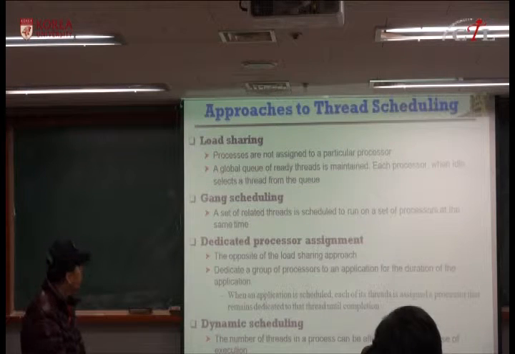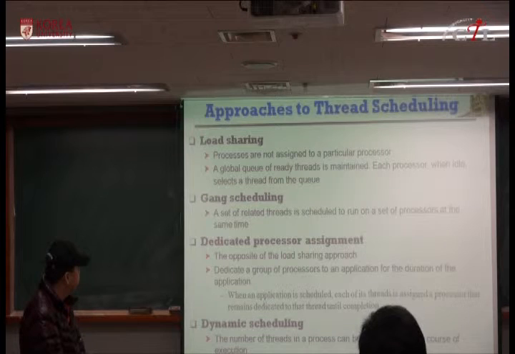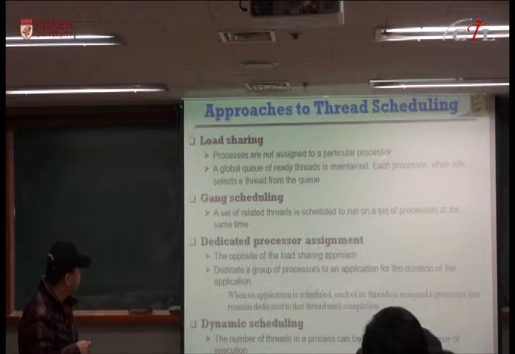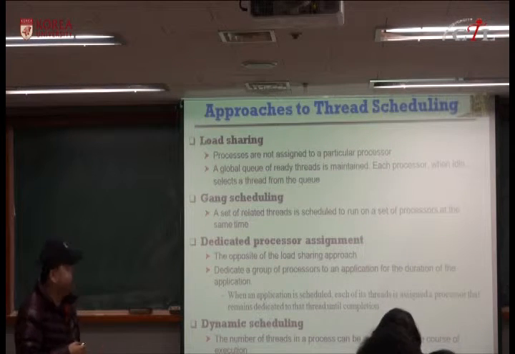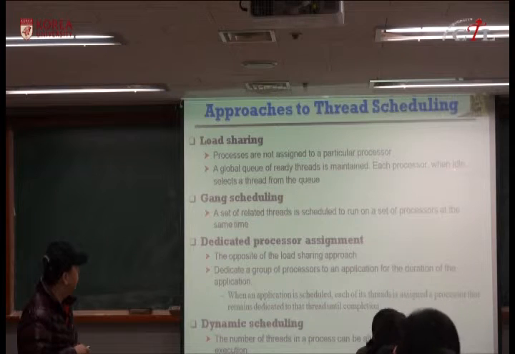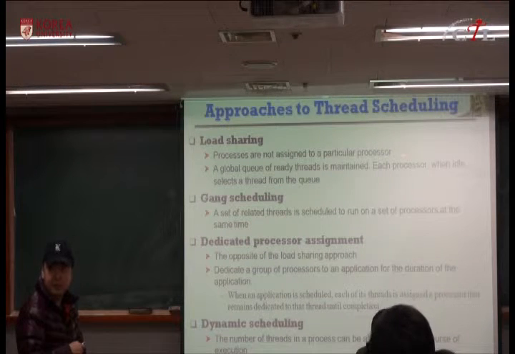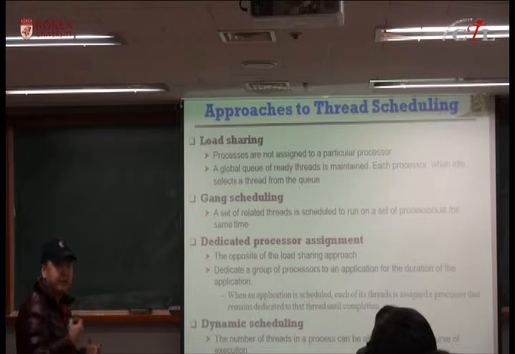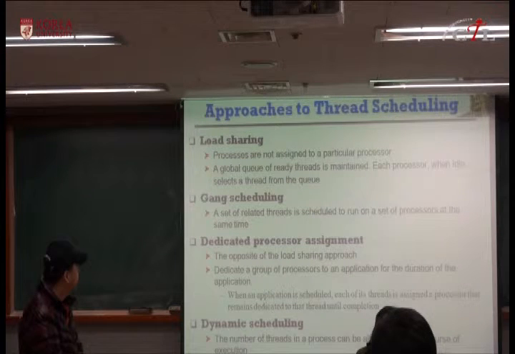And these are the thread scheduling approaches, and we look at them one by one. The first one is called load sharing. Load sharing means processes are not assigned to a particular processor. A global queue of ready threads is maintained, so it's like a shared queue. Each processor, whenever it's idle, can select a thread from the queue. This is called load sharing.